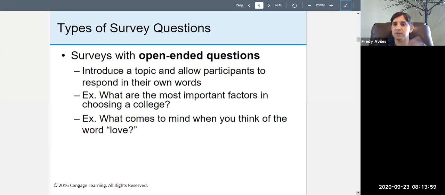Okay, let's say that people are transferring from a community college, or they're going from high school straight to college. They can answer this question: what are the most important factors in choosing a college? And you just give them a space, maybe half a page or so for them to write, or maybe a full page, and they write whatever they want. They physically write it in, okay? They can do it on a computer, of course. It can still be done through the internet, or it can be done paper and pencil, and they can write it in, okay? Or what comes to mind when you think of the word love, right? What comes to mind? So those are just some examples, okay?